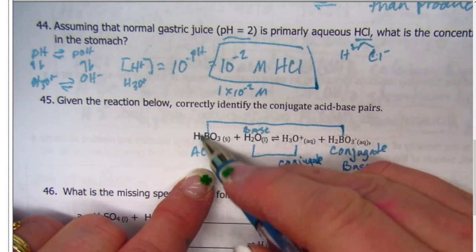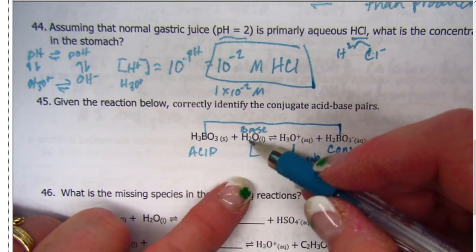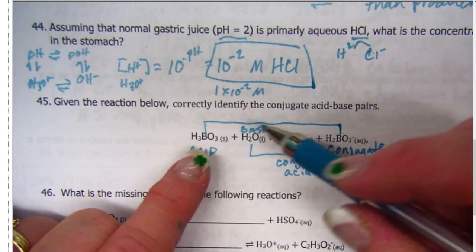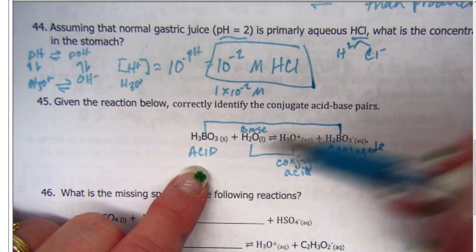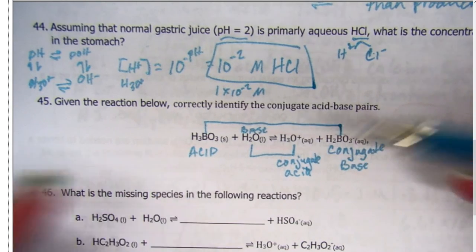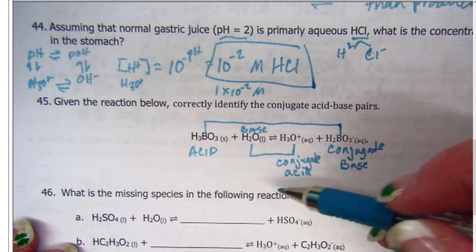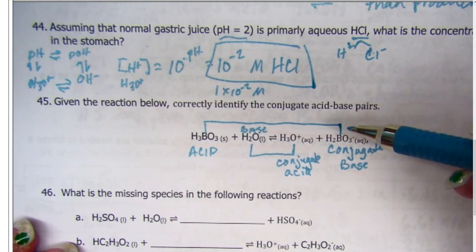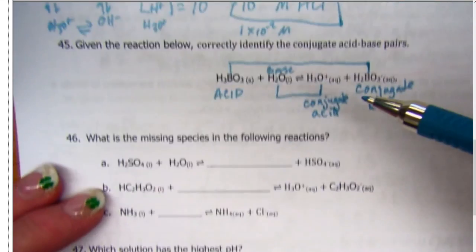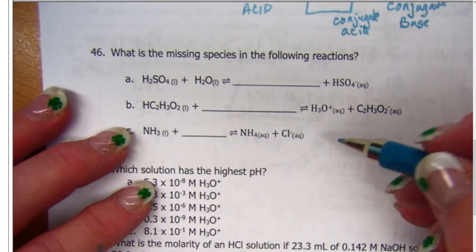So if it was an acid on one side, it becomes a base on the other. If it's a base on one side, it becomes an acid on the other. If it was a weak acid, it becomes a stronger base. If it was a strong acid, it becomes a weaker base. Same thing with the base. If it's a strong base, it becomes a weaker acid. If it was a weak base, then it becomes a stronger acid. You should be able to look at an equation like this and be able to fill in what's missing.